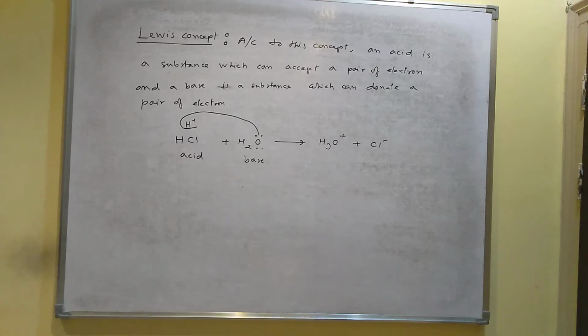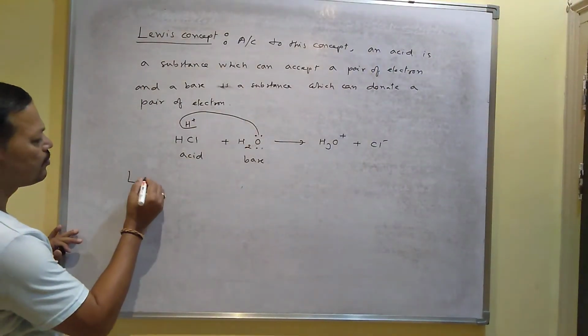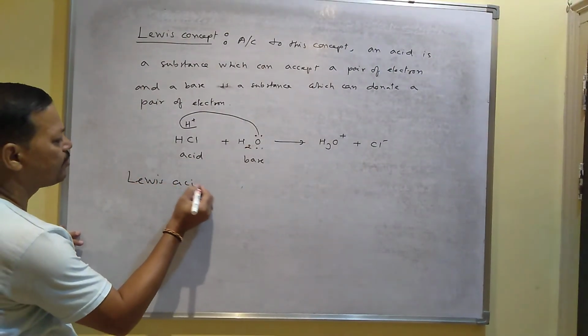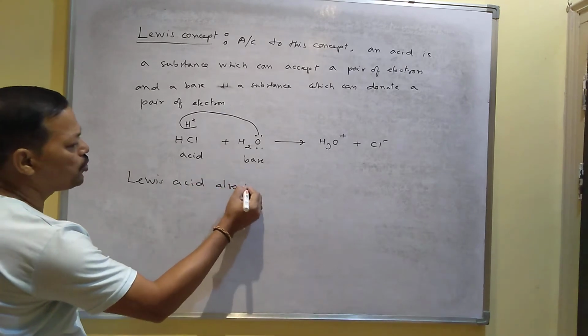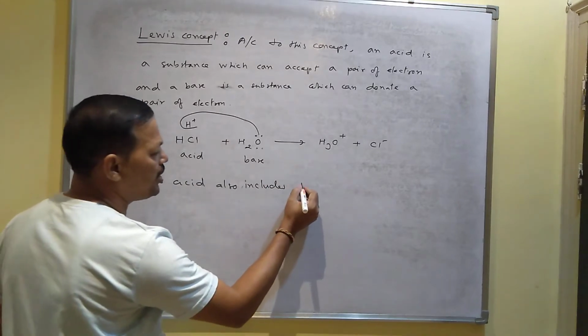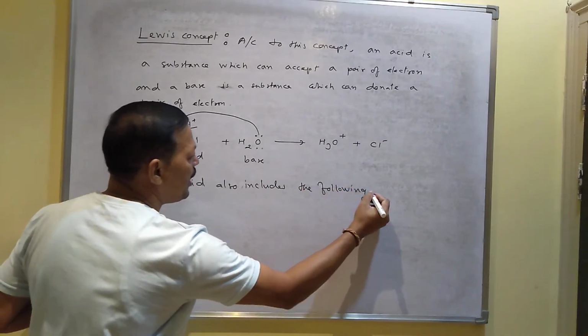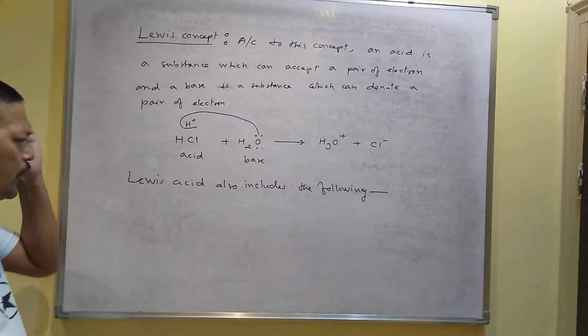Okay, now according to Lewis concept, you have got the acid and bases. Now, Lewis acid also includes the following. I'll give you some examples of Lewis acid.